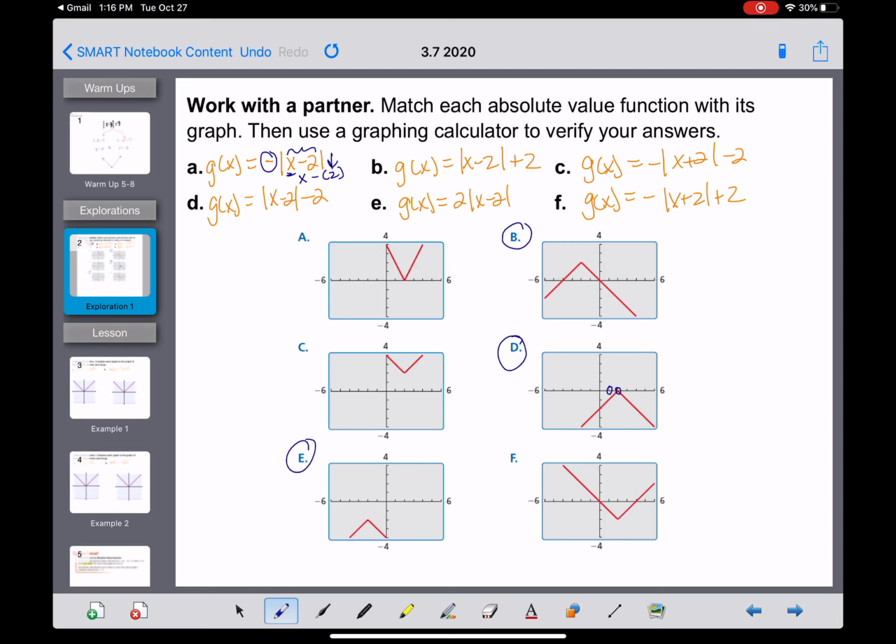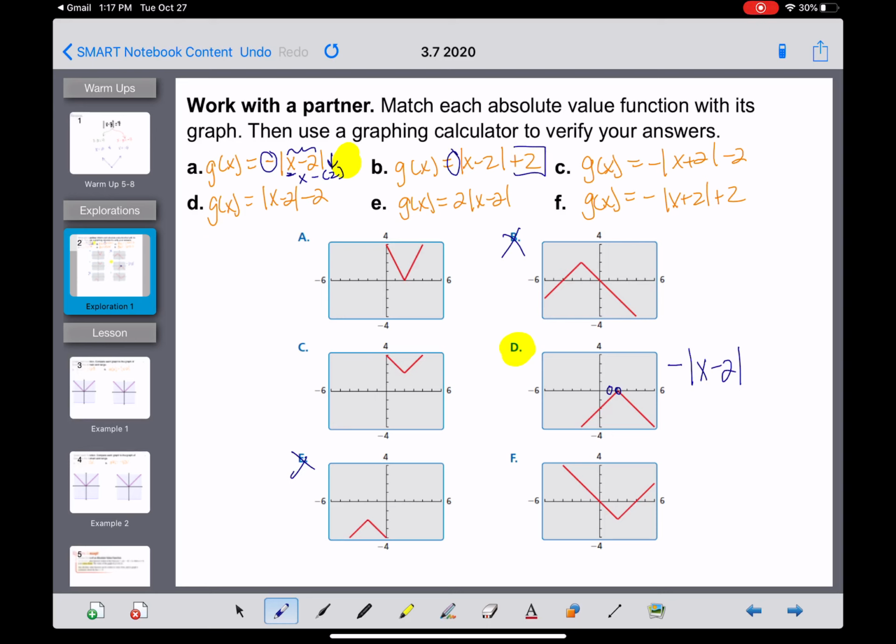1, 2 from our axis. Notice that there is no constant. I am not moving up or down. Therefore, D is our answer for negative absolute value of x minus 2. Looking at B, I have no negative out in front, so I am not looking at E or F.